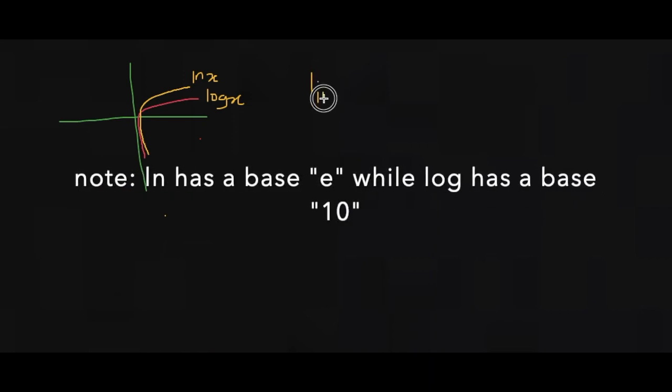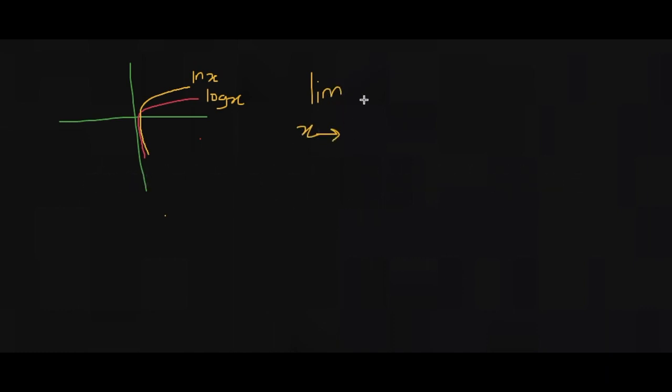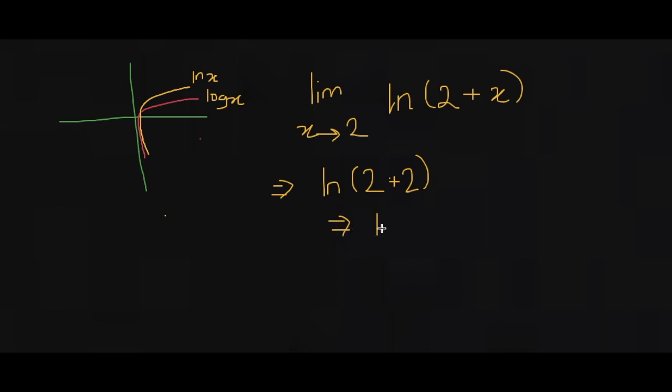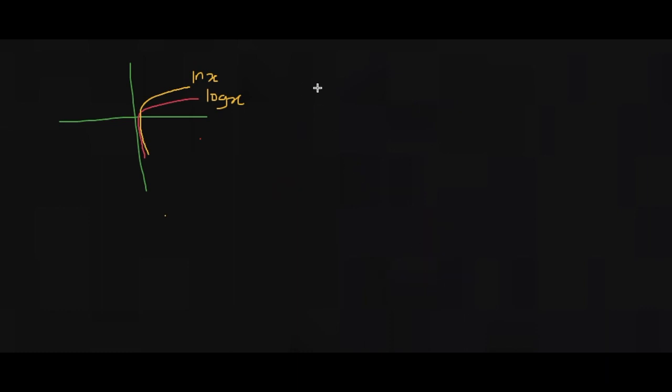Let's try the limit as x approaches 2 of ln of 2 plus x. So the first thing we want to do is just plug in 2 anywhere there's an x. So ln of 2 plus 2 equals ln of 4. That was pretty easy, right? This is actually 1.3862. Let's try a second example using logarithmic functions and L'Hopital's rule.